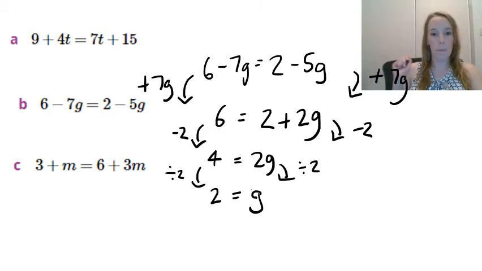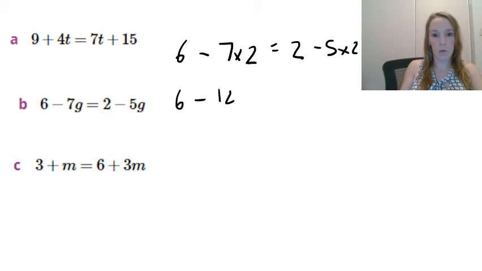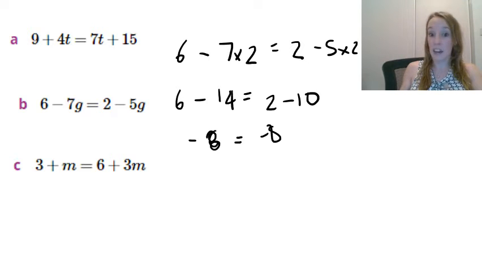So you can substitute that back in to make sure that that's correct. So 6 take 7 times 2 equals 2 take 5 times 2. 6 take 14 equals 2 take 10. 6 take 14 is going to give us a negative number, negative 6. Negative 8. That's not correct. This is negative 8 as well. Sorry, 6 take 14 is negative 8. 2 take 10 is negative 8 as well. So yes, we were correct.